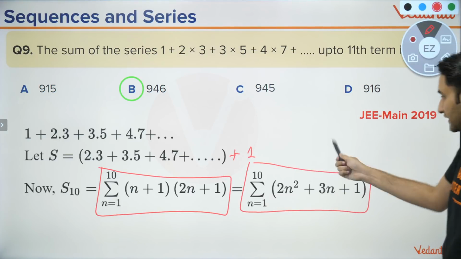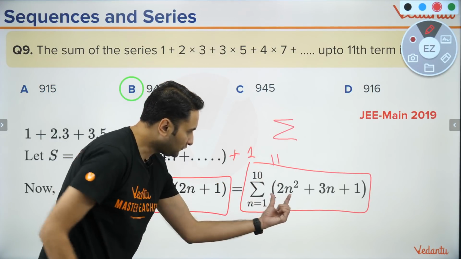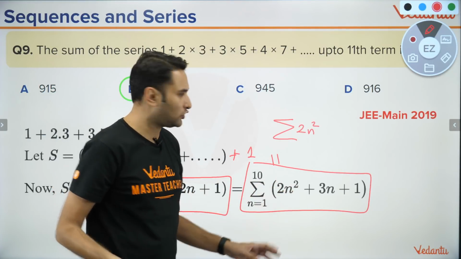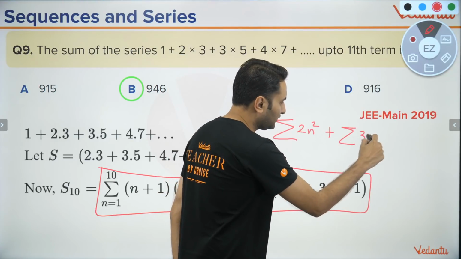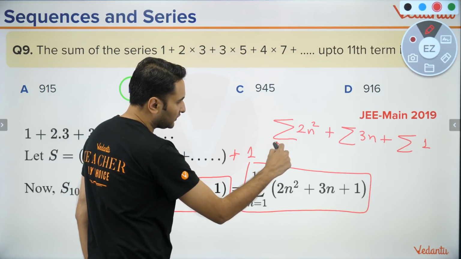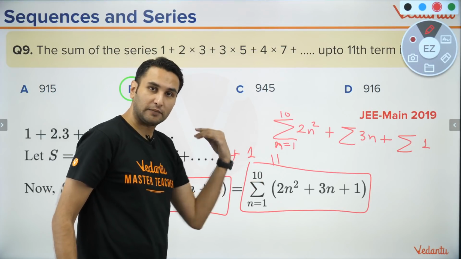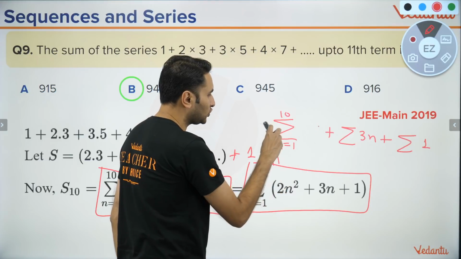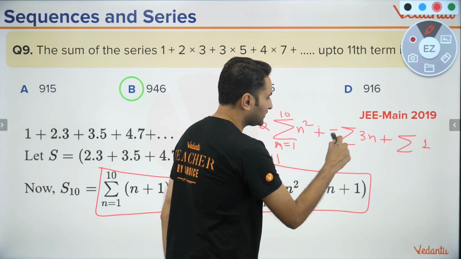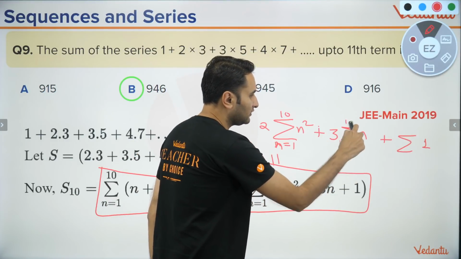Right? Now this can be written as, देखना ध्यान से, sigma of 2n square plus sigma of 3n plus sigma of 1, where r or n varies from 1 to 10. Now what will happen? These constants can be taken outside. So 2 outside n square, 3n में constant can come outside, plus 3 times sigma n plus sigma 1, where n varies from 1 to 10. Now all these are formulae.